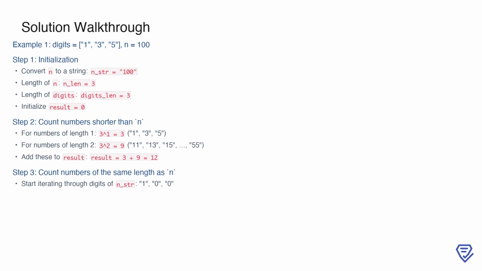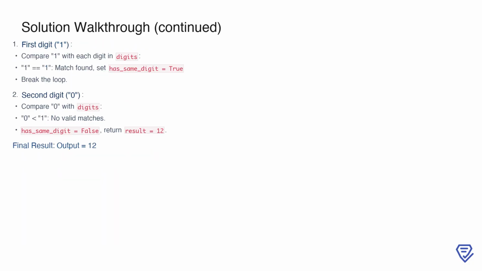Finally, we move on to numbers that have the same length as n, so we begin analyzing the digits of n_str, which are 1, 0, and 0. Starting with the first digit of n_str, which is 1, we compare it to each digit in our digit set. Since 1 matches the first digit in the set, we mark that a match is found by setting has_same_digit to true and stop looping further for this digit.